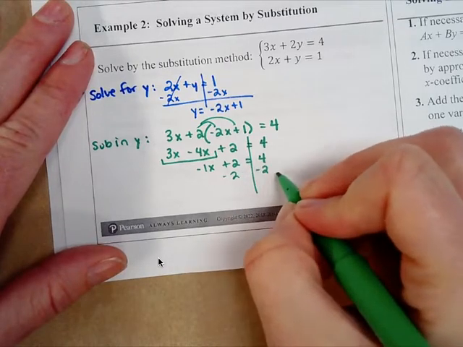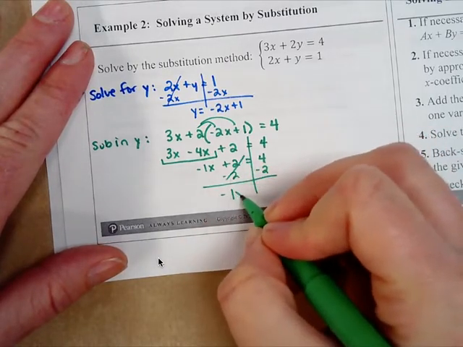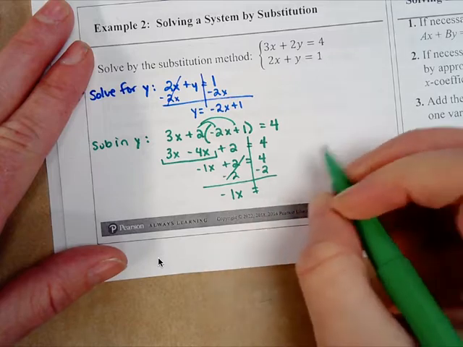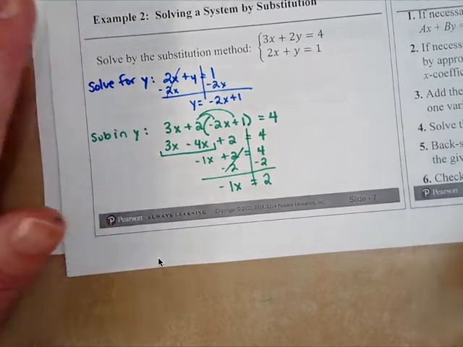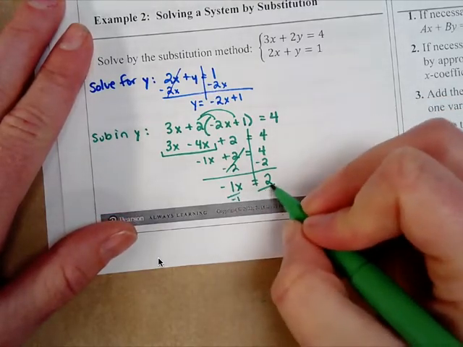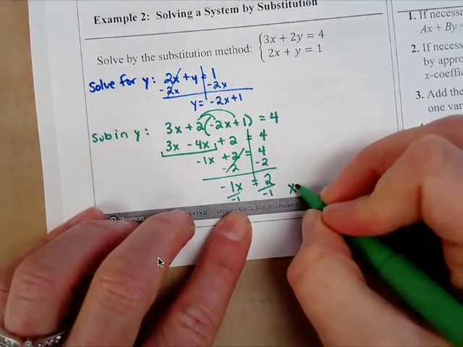Minus 2. Negative 1x equals 2. But I can't have a negative x, so I divide by a negative 1. So this gives me x equals negative 2.